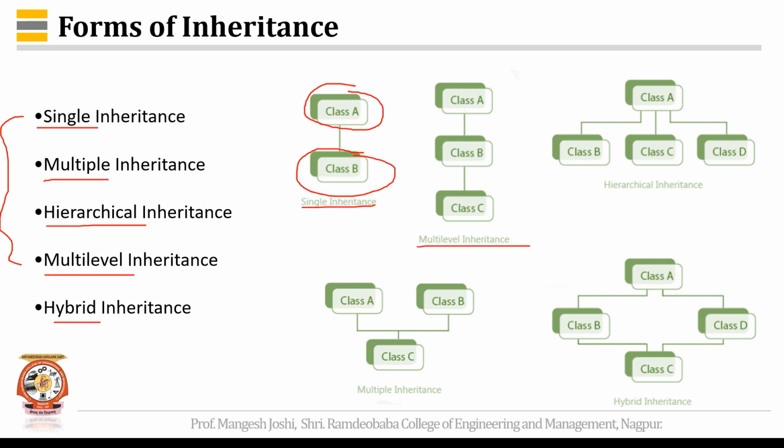The second is multi-level. So you can see there are 3 levels: first, second and third. Class B is derived from class A, class C is derived from class B. So there are multiple levels involved, that's why the name multi-level inheritance.